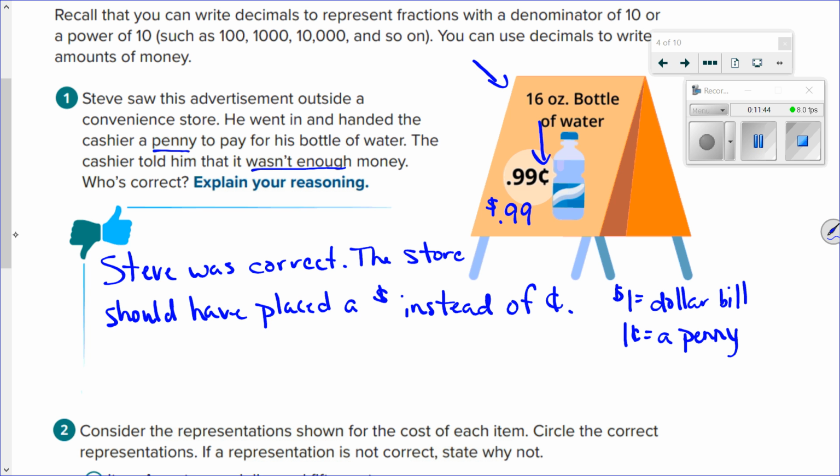99 cents would be either 99% of a dollar, or I would put 99 cents is 99 cents. So that's two different ways to display 99 cents. Either with a decimal and a dollar sign, because it's 99/100ths of a dollar, or 99 cents with a cent sign. So basically the store meant to say that it was 99% of a dollar. No, that's what they meant to say, but because they used the cent sign instead of the dollar sign, they were wrong.